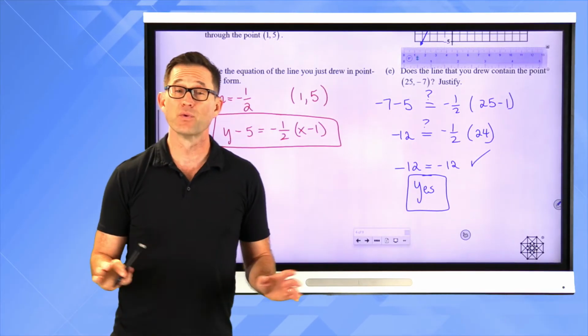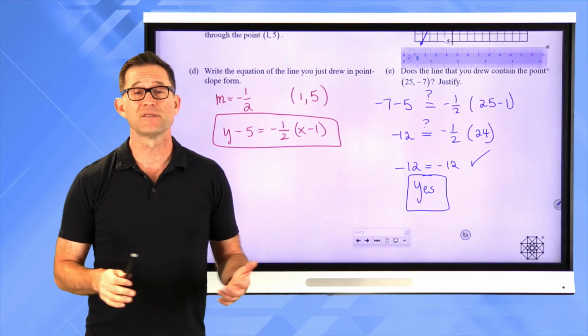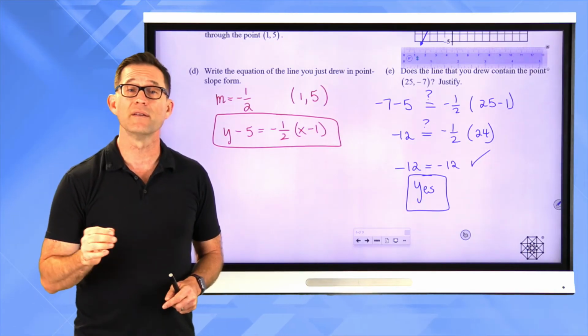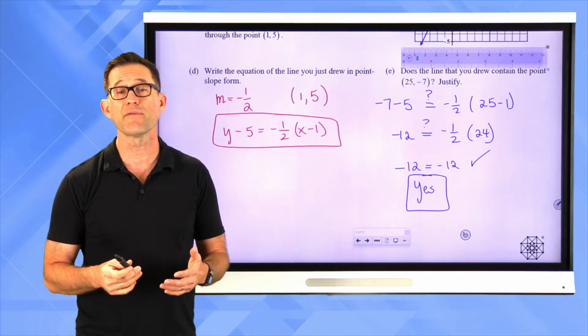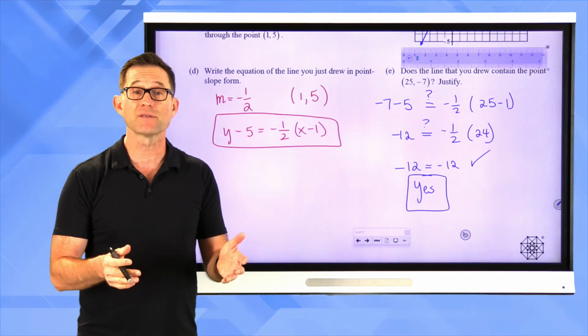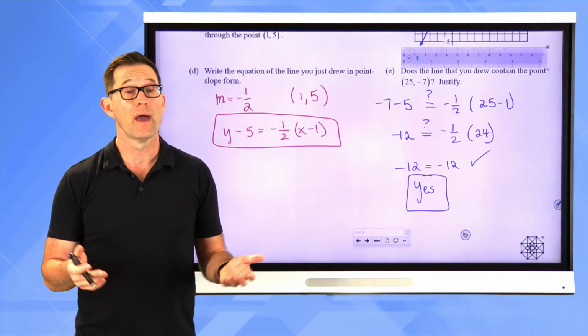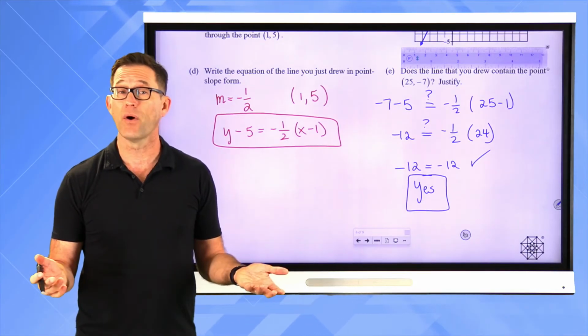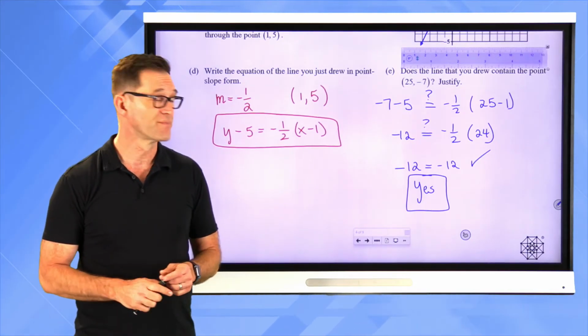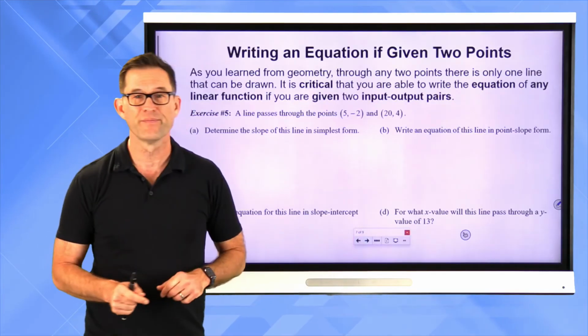All right, and that's really, really critical, right? I mean, you've been seeing that probably since middle school, this idea that a point will lie on the graph of a given equation if it makes that equation true when substituted in, and it won't fall on that graph if it makes it false when substituted in. All right, let's keep going.